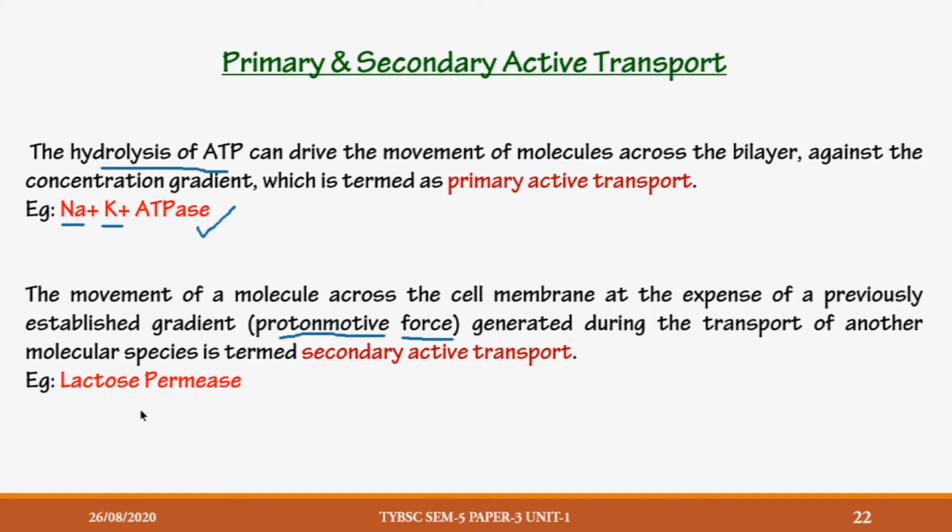Then in case of secondary active transport, we have an example of lactose permease. This particular transporter protein which is present on your plasma membrane is going to transport lactose inside the cell, and for that it is dependent on the proton motive force which was generated on the membrane because of a previously established gradient. Okay, so these concepts of primary and secondary active transport are very important, and I hope it is clear to all of you.